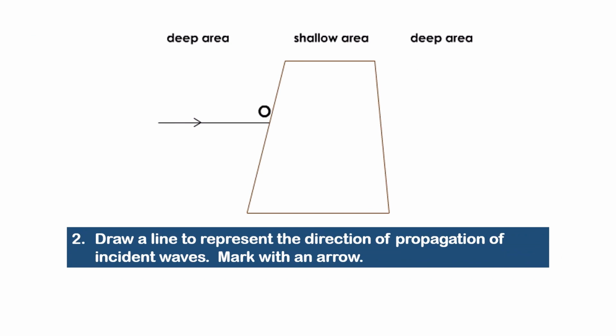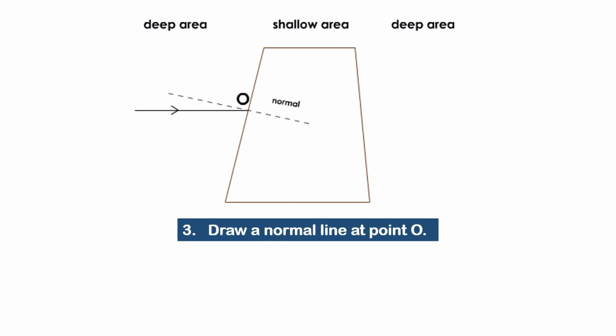Okay, so next we draw a line to represent the direction of propagation of the incident wave. Normally we draw a straight line like this because we have the dipper here. So this is the dipper, it will vibrate. Alright, next mark with an arrow. The arrow means the direction of the waves coming from left to right. Okay, so here is the point. We call this point O.